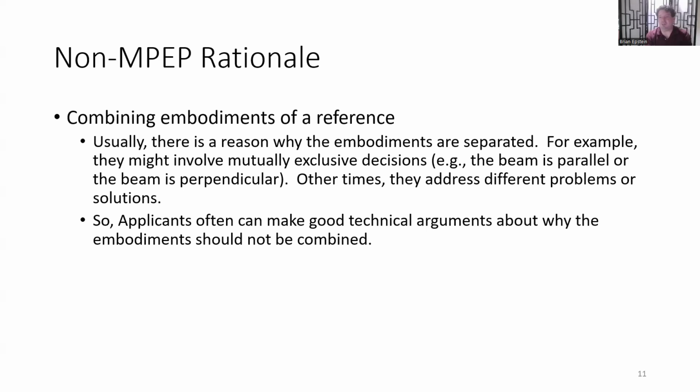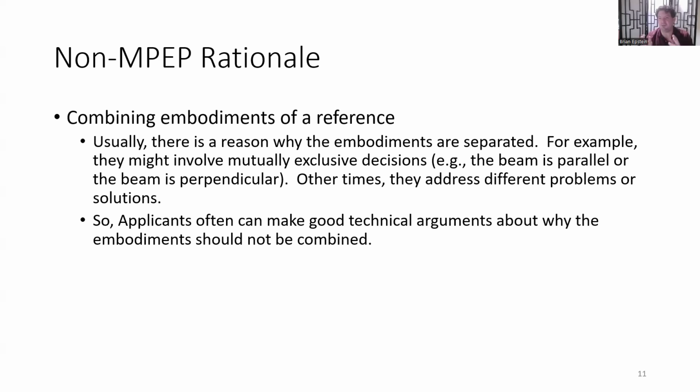In addition to the MPEP rationales, there are also non-MPEP rationales. The one that we'll be addressing today is about combining embodiments of a reference. Usually there is a reason why the embodiments in a reference are separated, right? They might involve mutually exclusive decisions, right?